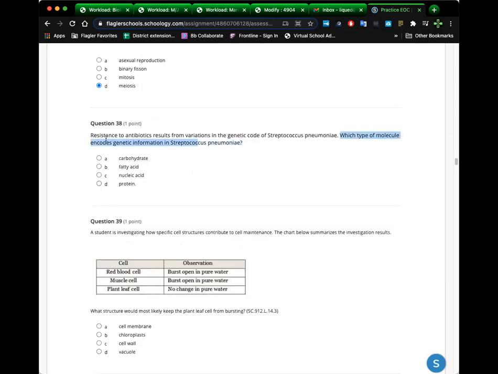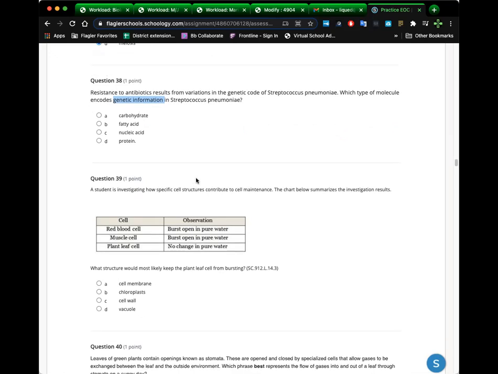Okay, what type of material for genetic information? Carbohydrates should be sugars, fatty acids, lipids, nucleic acids. Nucleic acids make up DNA. So DNA is your genetic information. And then, you know, protein.